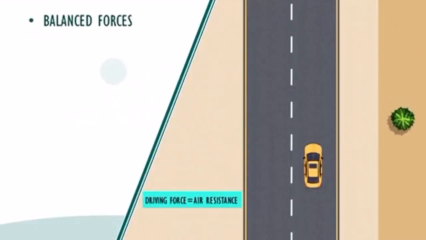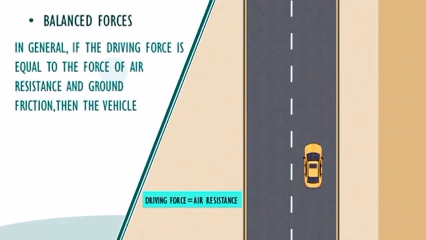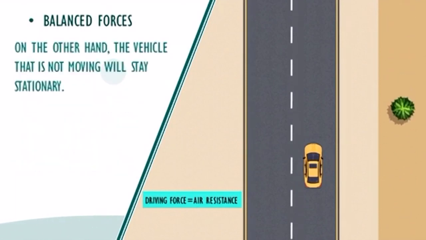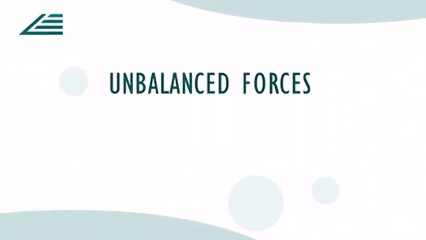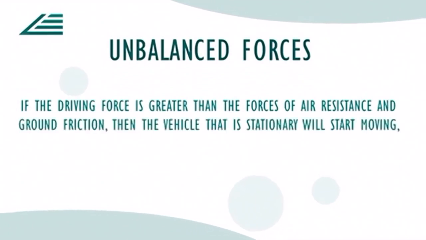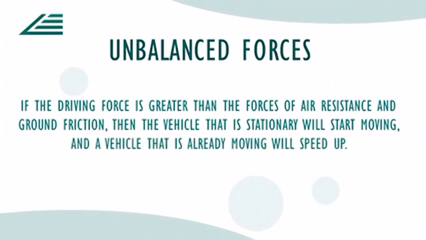Balanced forces. In general, if the driving force is equal to the force of air resistance and ground friction, then the vehicle that is already moving will carry on at a steady speed in a straight line. On the other hand, the vehicle that is not moving will stay stationary. Unbalanced forces. If the driving force is greater than the forces of air resistance and ground friction, then the vehicle that is stationary will start moving, and a vehicle that is already moving will speed up.